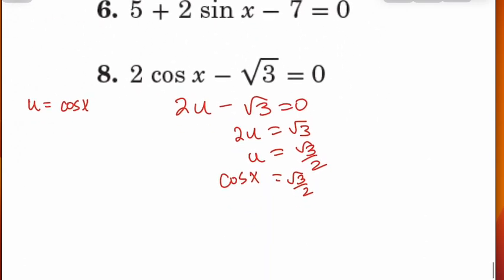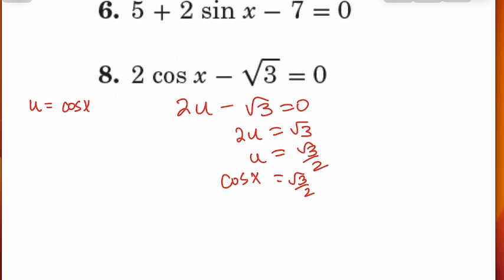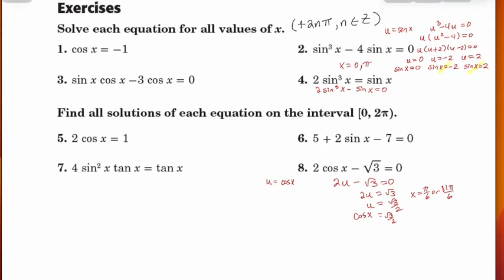And then you ask yourself, where does that happen on the unit circle? Well, the cosine is square root of 3 over 2 at, I always go to the first quadrant and find it first. It is square root of 3 over 2 at pi over 6, 30 degrees. The cosine is positive in both the first and the fourth quadrant because it's the x's. The x's are positive in the first and fourth quadrant. So the answer would be pi over 6 or 11 pi over 6. Okay, so there's number 8.